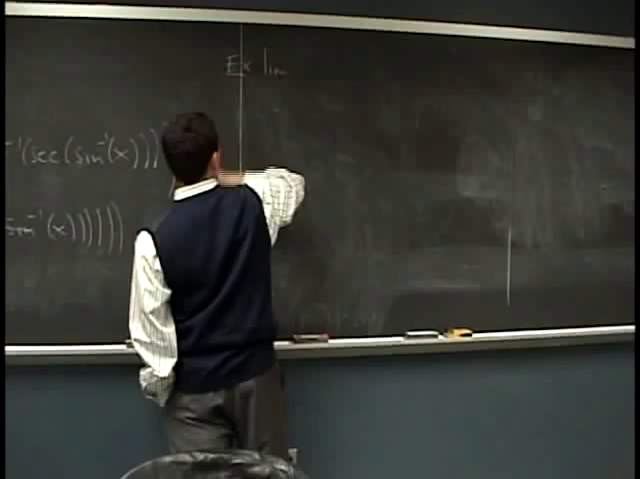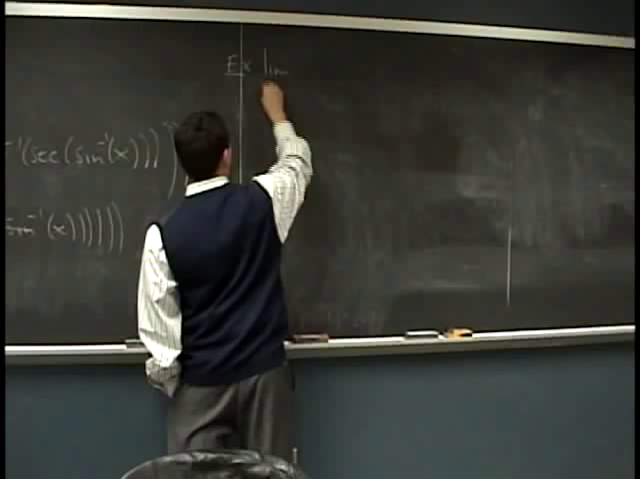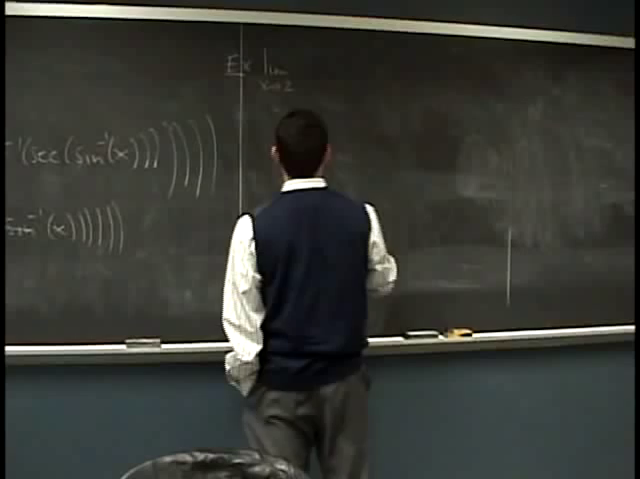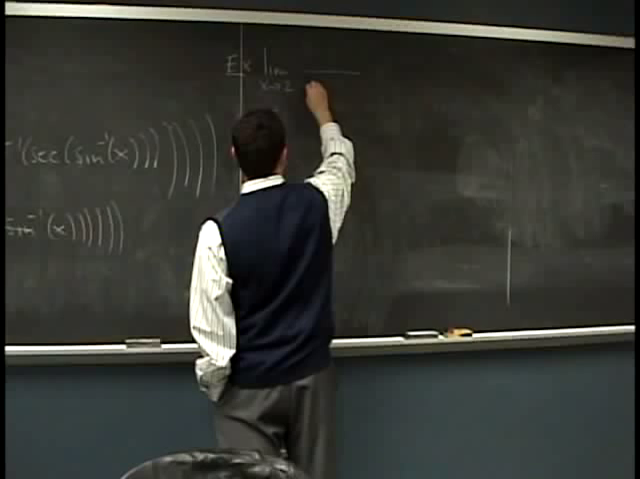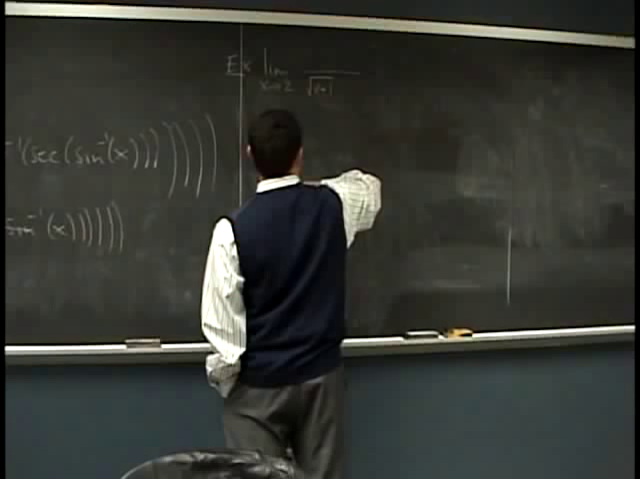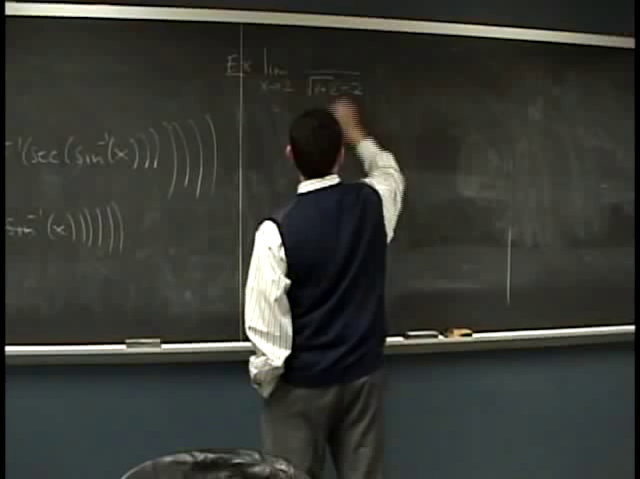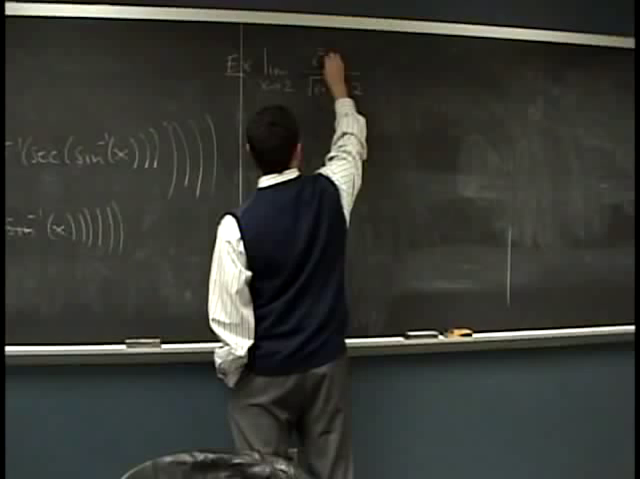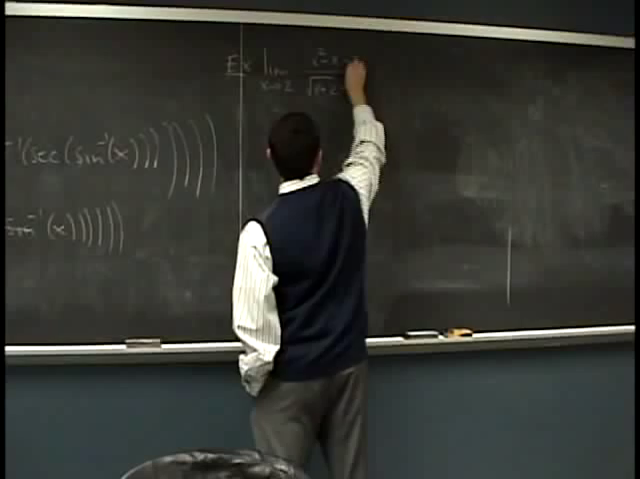All right, so I have to make one up, so I can only hope that it works. We'll try the limit as x goes to 2 of the square root of x plus 2 minus 2, and on top we'll have x squared minus x minus 2.